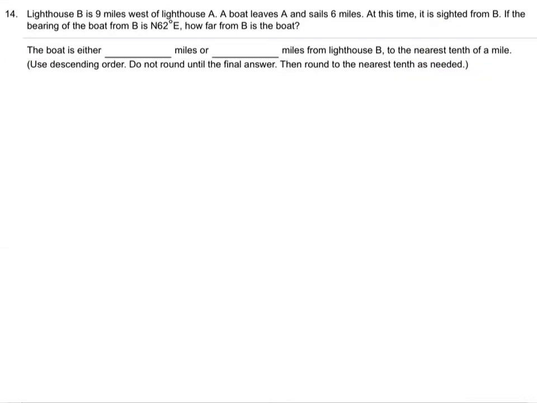Finally, number 14. This is not an easy one. They're talking about a lighthouse. B is 9 miles west of lighthouse A. A boat leaves A and sails 6 miles. At this time, it is sighted from B. If the bearing of the boat from B is north 62 east, how far from B is the boat?